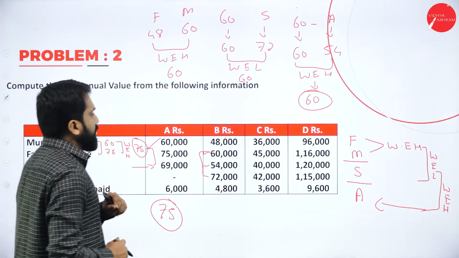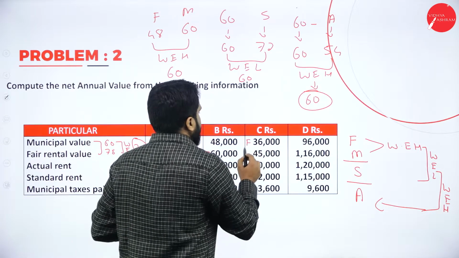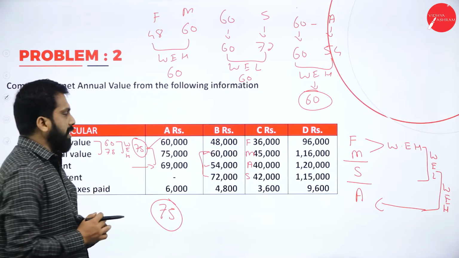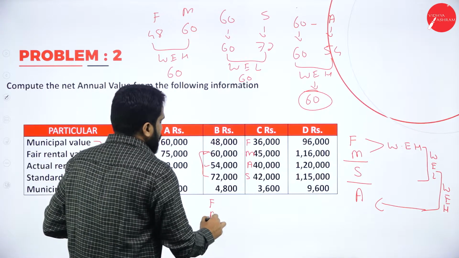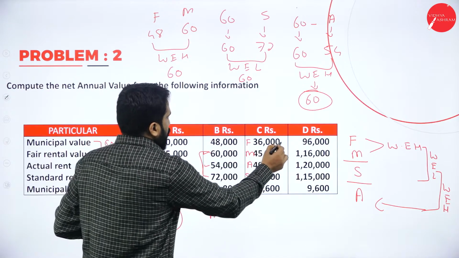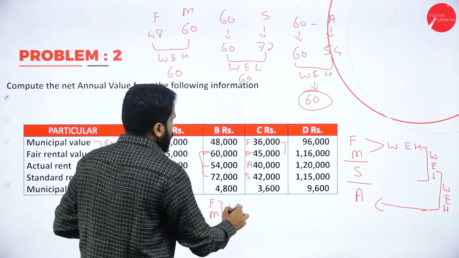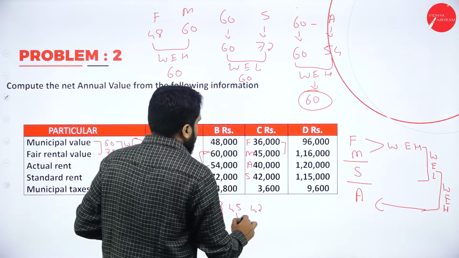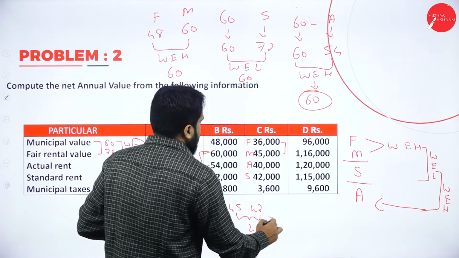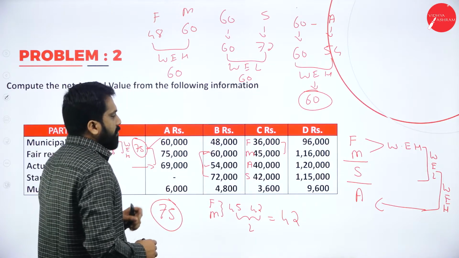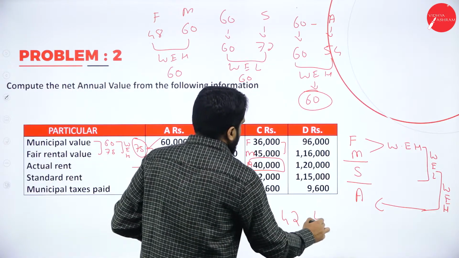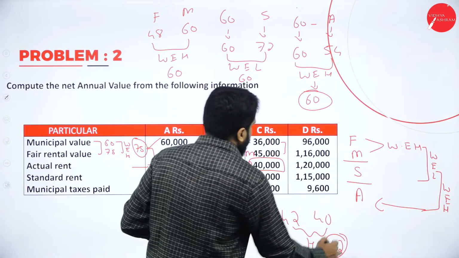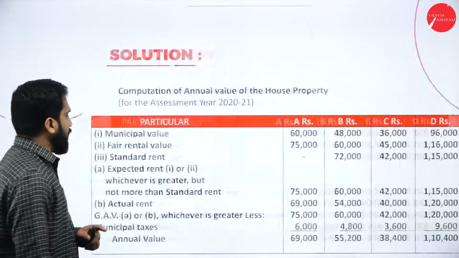Now, for C, this is your fair rental value, this is your municipal value, actual rent and standard rent. How to find out fair rental or municipal, whichever is higher? Out of this, which is highest? 45. Clear? 45 and your standard rent, whichever is less. Answer is 42. 42 and actual rent, whichever is higher. So the higher value is 42. What is your answer now? 42,000.